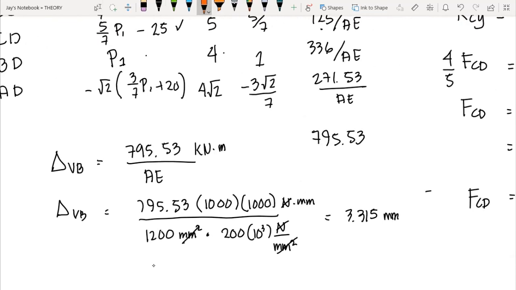So this is now our answer, or the vertical component of the deflection at B, and this is going downward. Okay, since we have positive answer, that means our direction of P, which is going downward, is correct, and that constitutes that our deflection is going downward as well. Okay, so we have now the vertical component of the deflection of joint B.